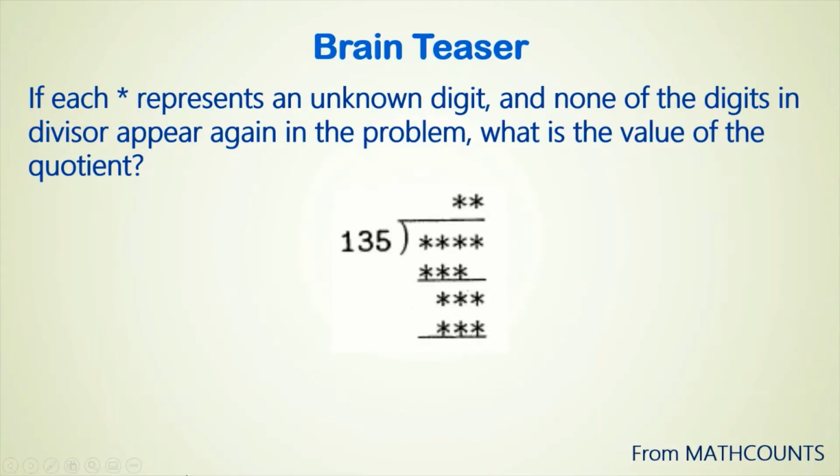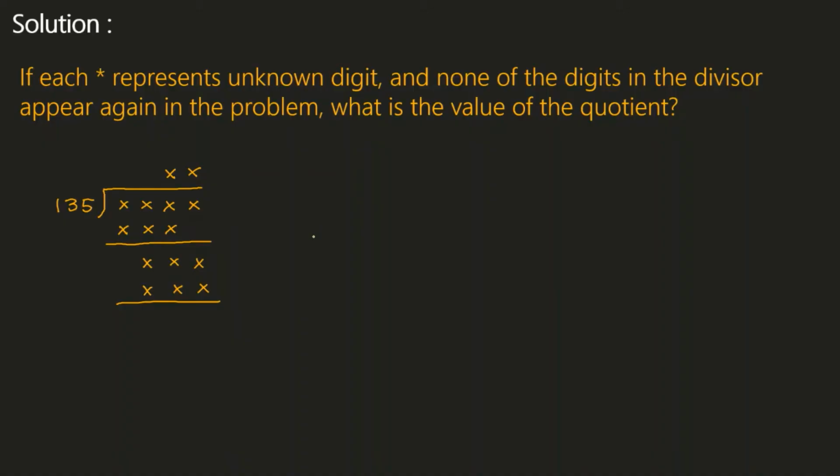So as promised earlier, this is the brain teaser problem on long division. Pause the video and give this problem a try yourself. The solution is posted coming up next. Let's take a look at the solution to this question. The question says, if each star represents an unknown digit and none of the digits in the divisor appears again in the problem, what is the value of the quotient?